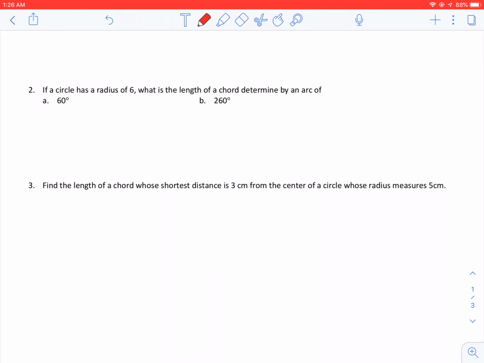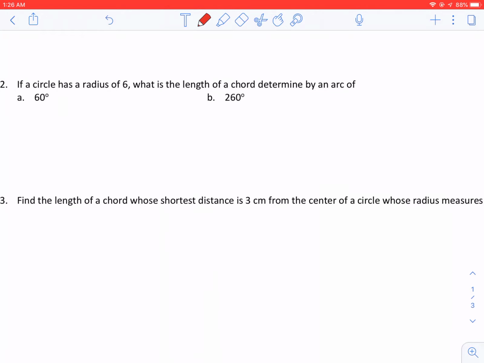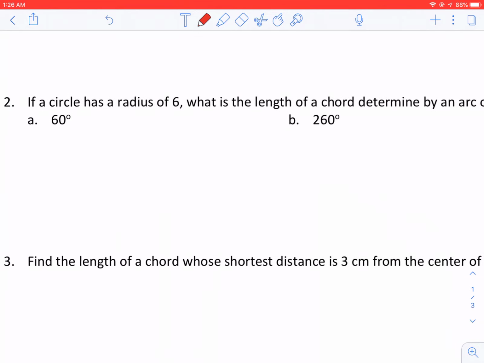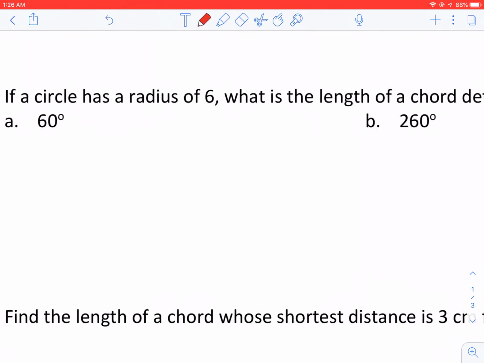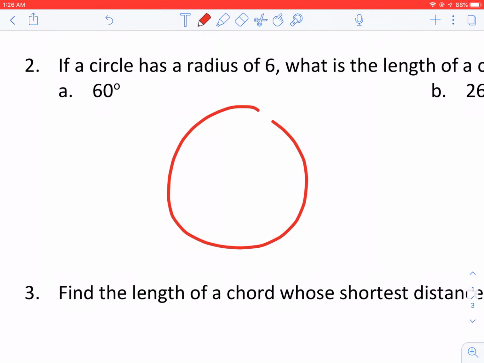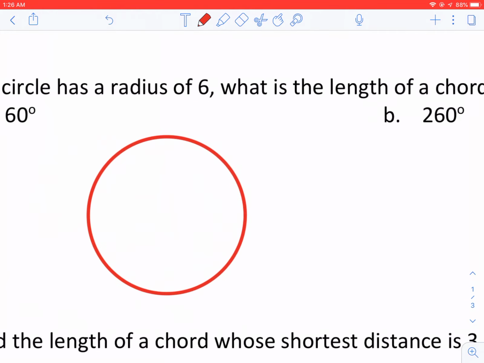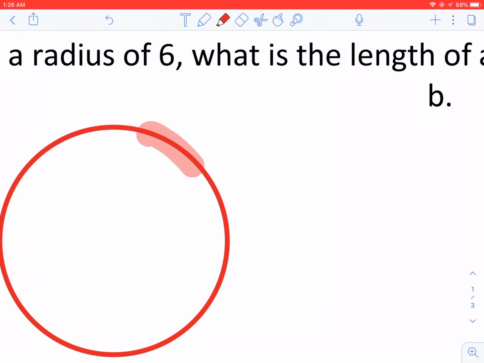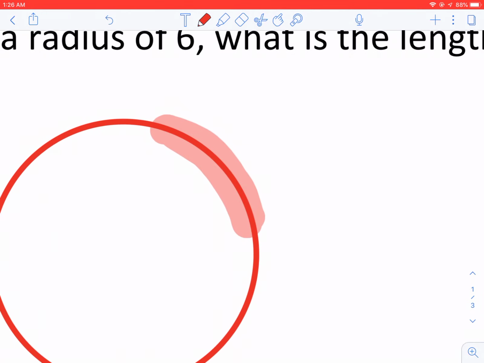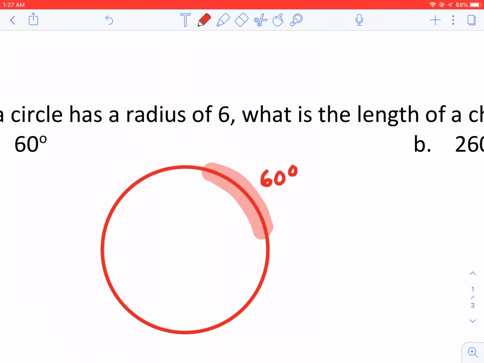look at these two. Alright, so on number 2, if a circle has a radius of 6, what is the length of the chord determined by an arc of 60 degrees? Alright, so I got a circle, radius 6. What is the length of the chord determined by an arc of 60 degrees? So what I'm starting with is a 60 degree arc. So I could draw that arc anywhere, right? 60 degrees is about 1/6 of a circle, so let's say that's 60 degrees.